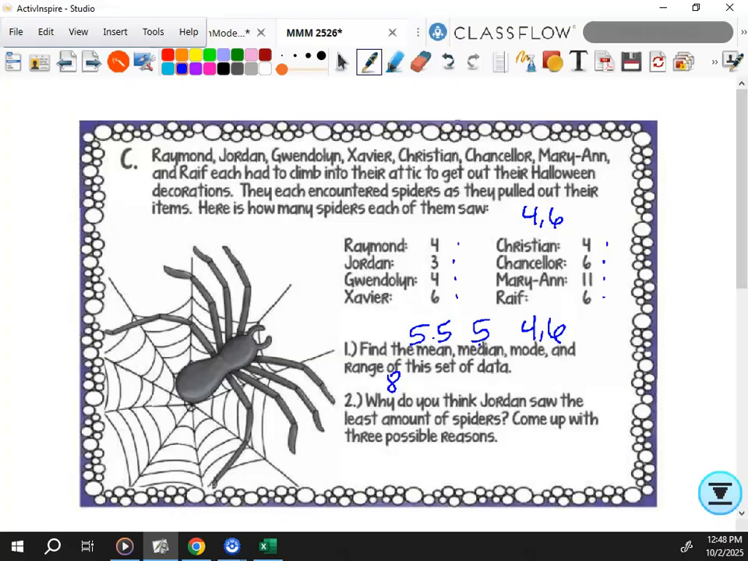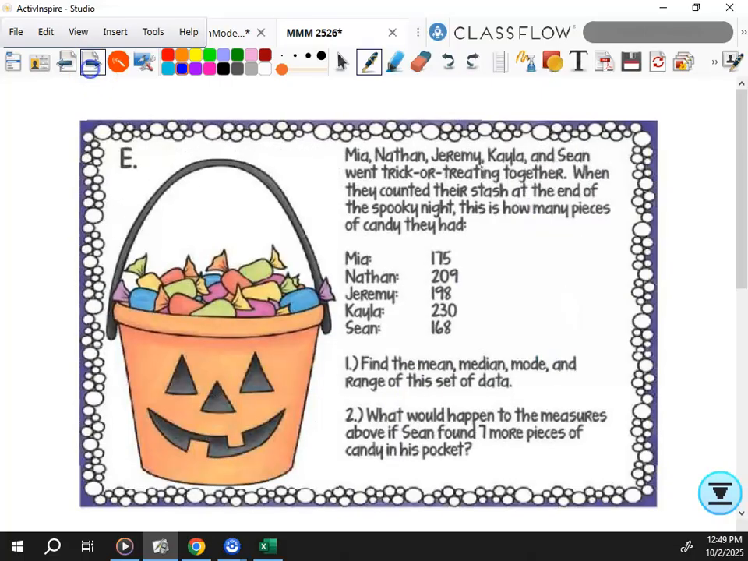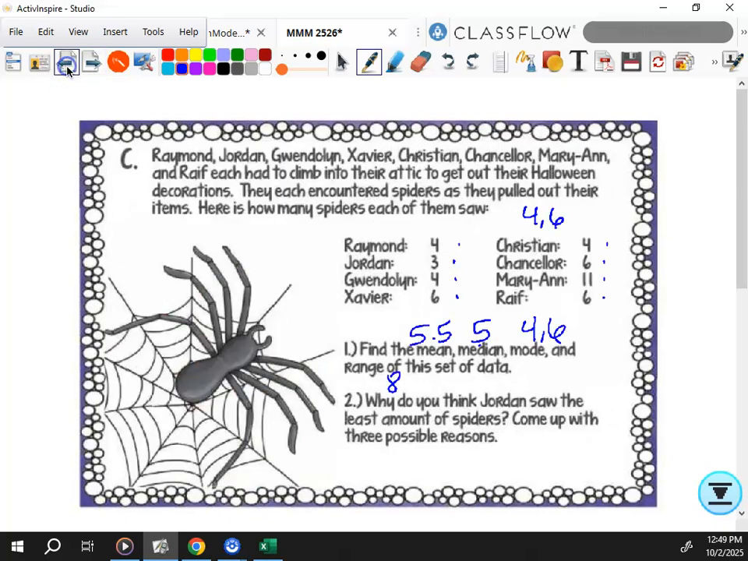Why do you think Jordan saw the least amount of spiders? Anybody? Who all did this one? Okay. Anybody else? Good ideas about the spiders? Why they see lots, at least? Maybe they didn't have as much to get down. I don't know. So they weren't in there as long. All right, good deal. Oh, shoot, I keep skipping one.